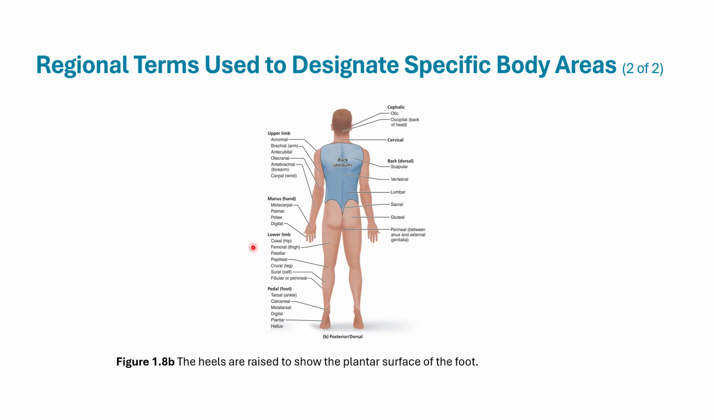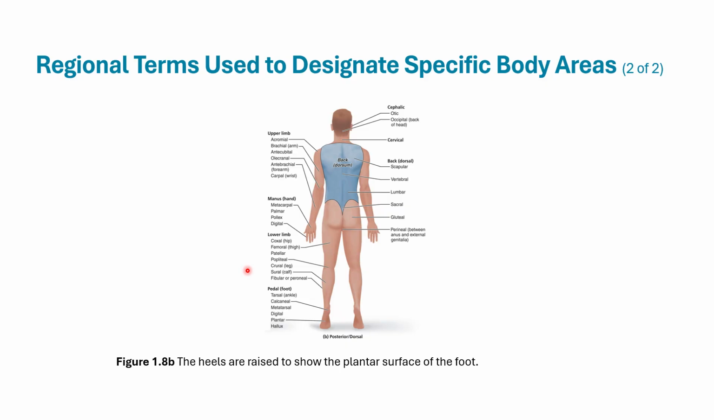The upper limb region refers to the arms. Areas in the upper limb have the shoulder or the acromial, the brachial or the arm, the antecubital, anterior elbow, olecranon, posterior elbow, the antebrachial forearm and carpal. The manus region refers to the hands. These include the pollex or the thumb, the metacarpal, the posterior hand, the palmar, the palm, and the digits are the fingers.